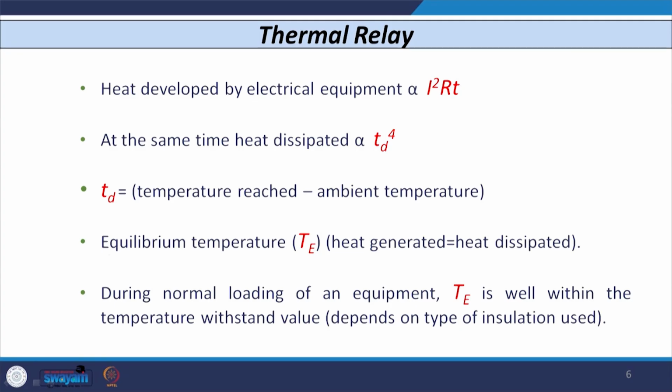Whenever any equipment, let us say a transformer whose rated current is 100 ampere, draws current, the heat generated by that device is proportional to I square RT, where I is the current passing through the winding, R is the resistance of the winding, and T is the time up to which that current flows through the winding.